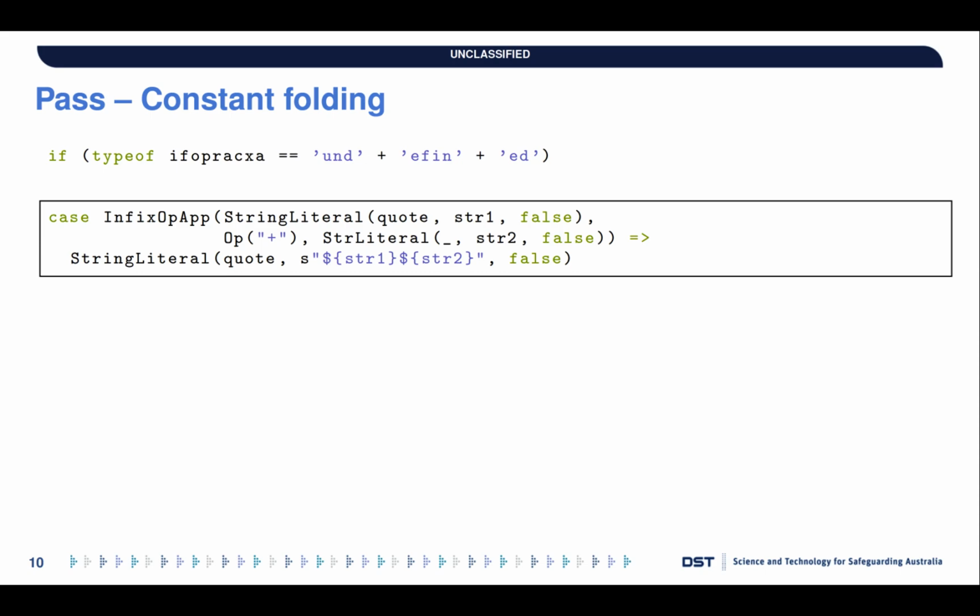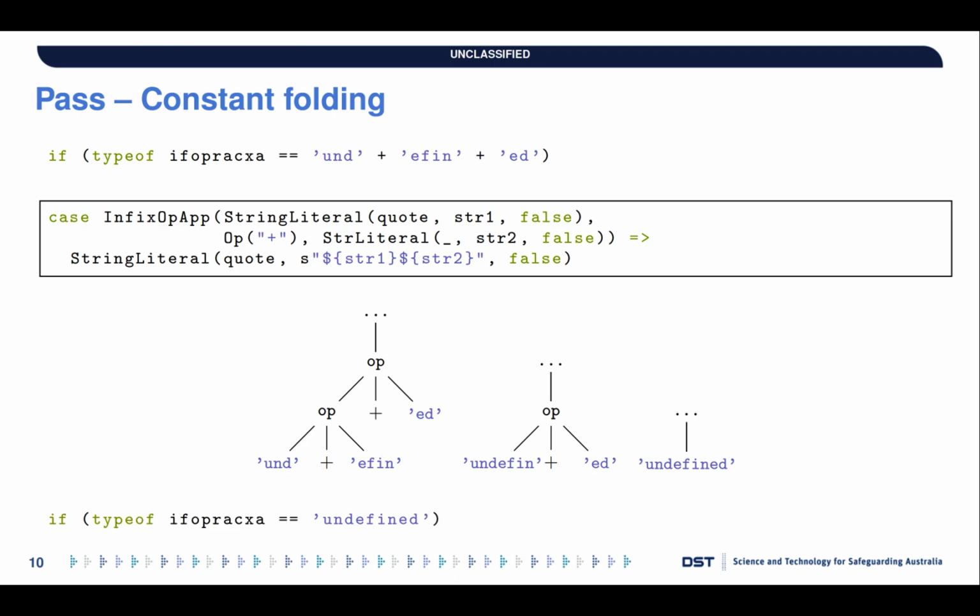So here we have a simple rule that matches on 2 string literals, str1 and str2, that are being concatenated together with the plus operator. And what this rule is saying is, if we see this pattern in the AST, then return a single string literal node with those 2 strings concatenated together. So visually, this process looks like this, where we have our 3 substrings recombined into their original string. And then if we serialize this back out to JavaScript, we get something that looks like this.